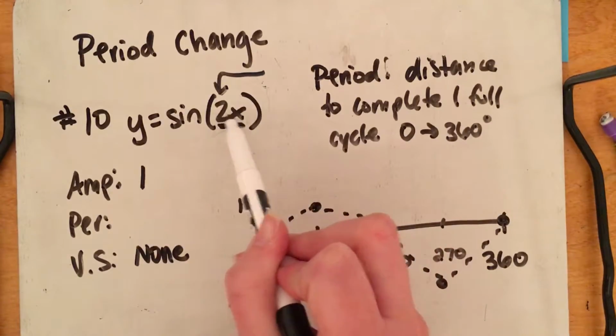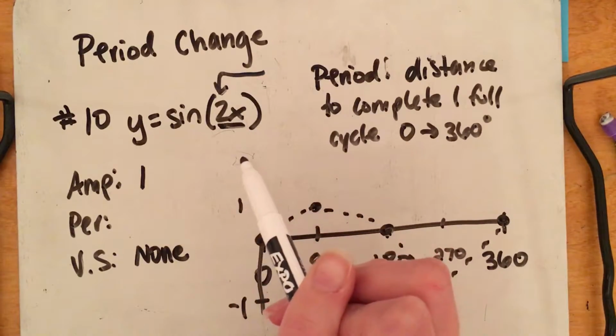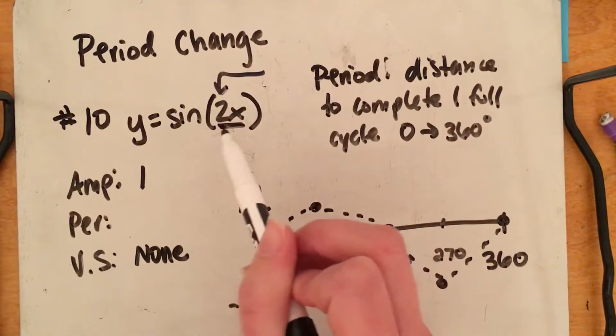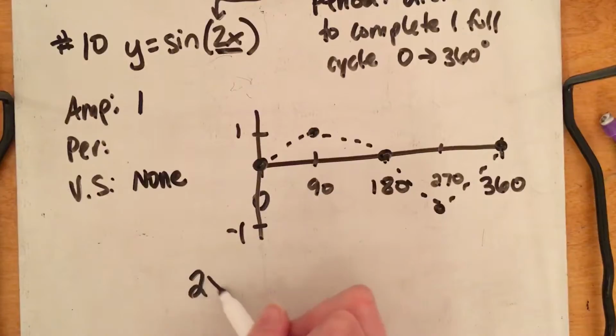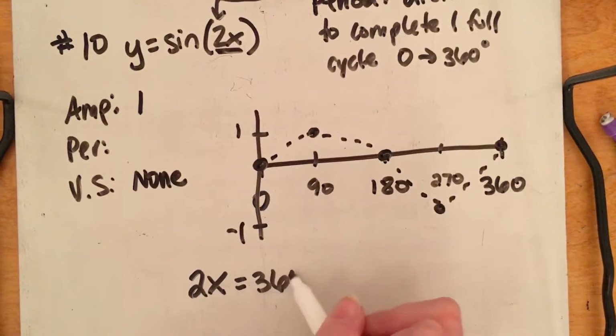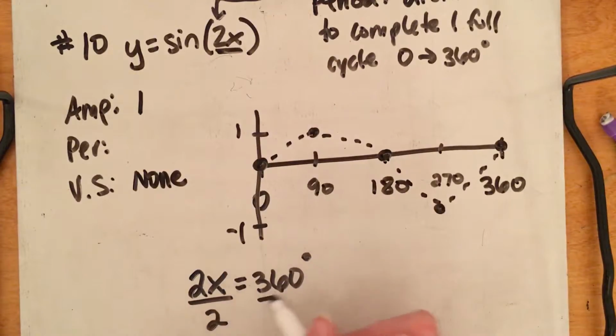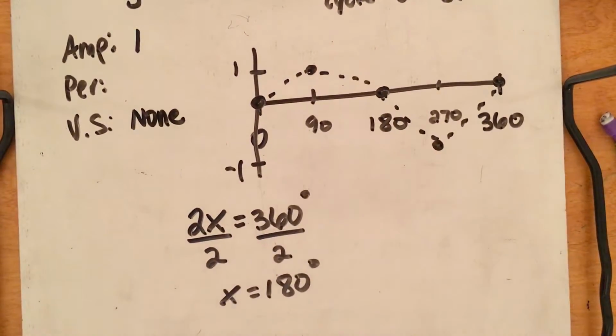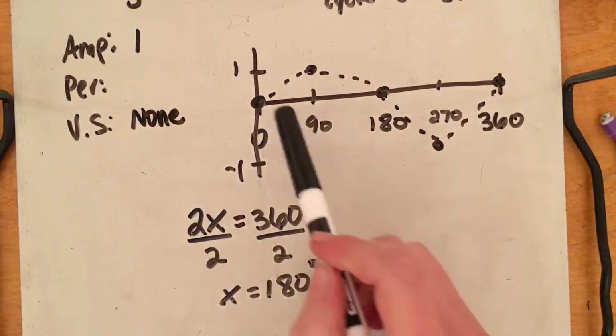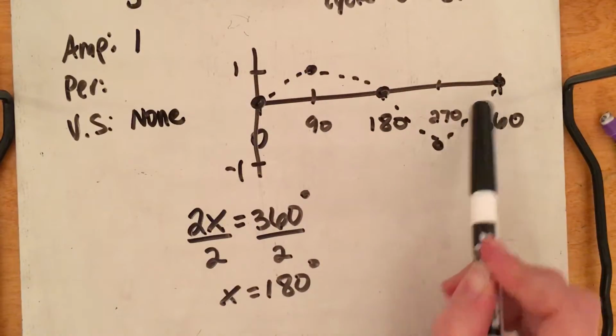We're going to take the stuff with the variable, and we're going to set that equal to the typical period length of sine or cosine, which is 360 degrees. So I'm going to take 2x equals 360 degrees, and I'm going to solve this for x. This is going to tell us the new distance it takes to travel one cycle. So it's going to take 180 degrees to travel one full cycle: up, down, and back to the middle again.